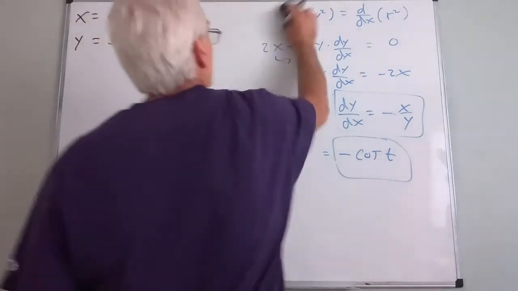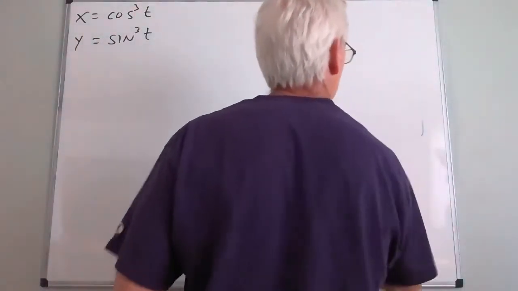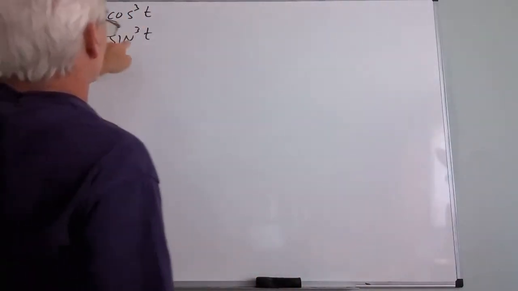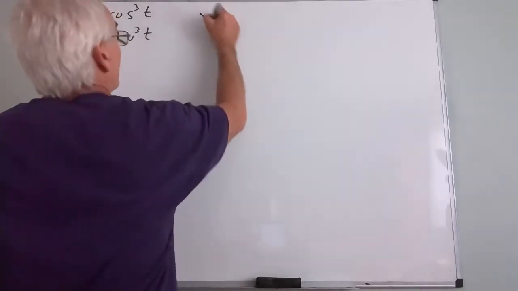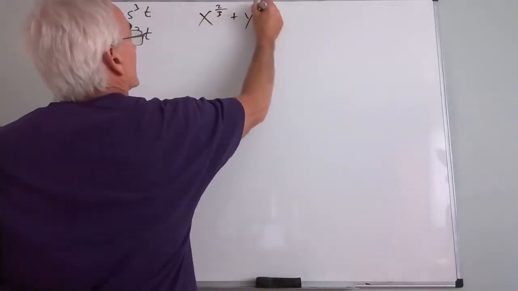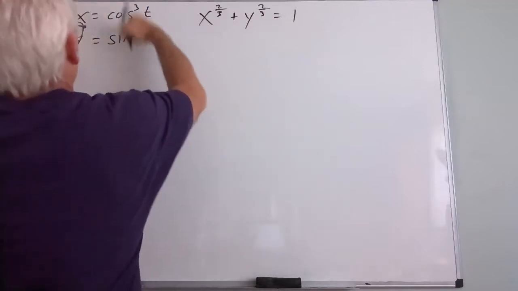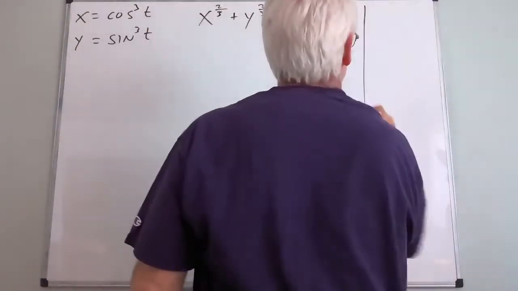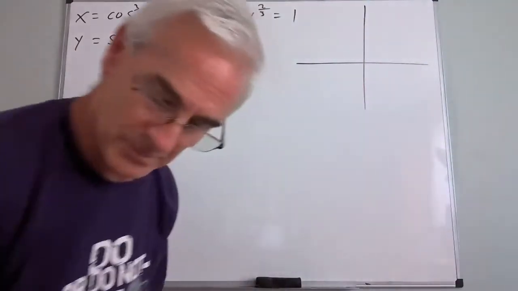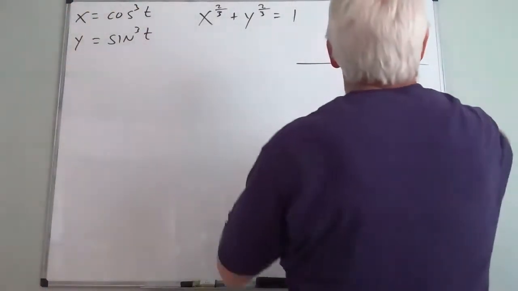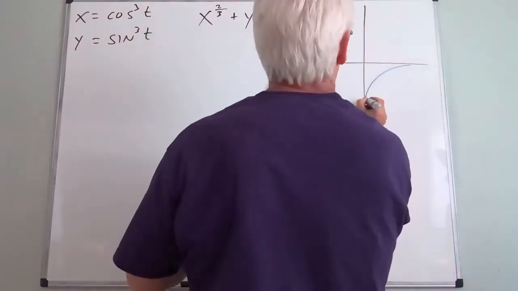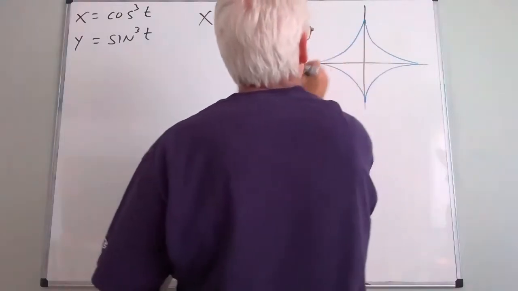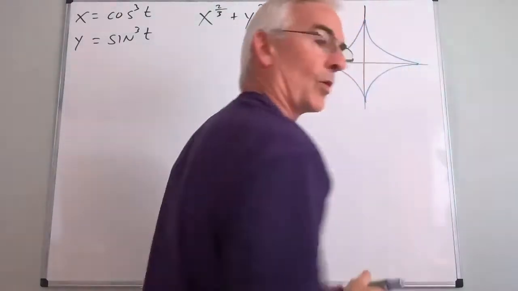Now, I also showed you that if I said cos squared, that'd be the same as x to the 2/3. Sine squared would be y to the 2/3. Therefore, this parameterization and this equation are actually exactly the same thing. Then we also saw that the nature of the graph, therefore, looks something like this. Right, so I have these really interesting 4 points here.